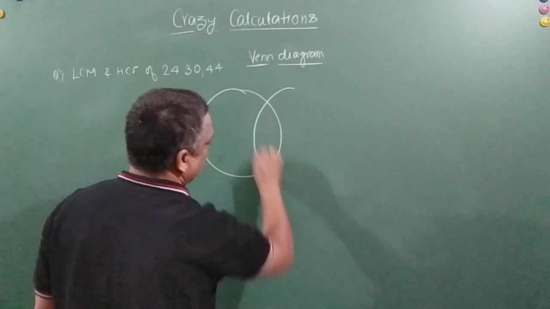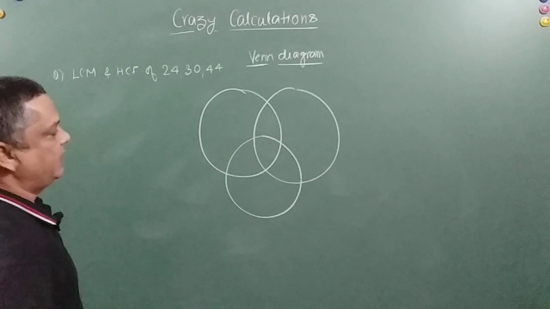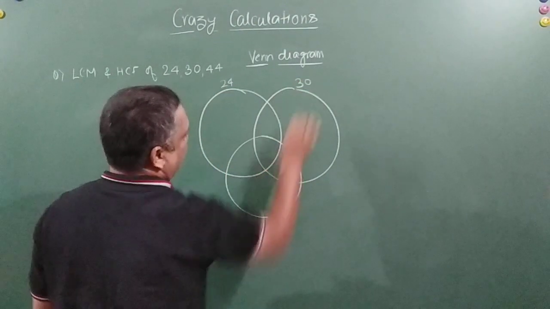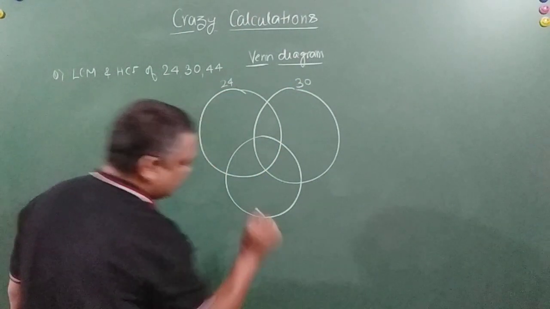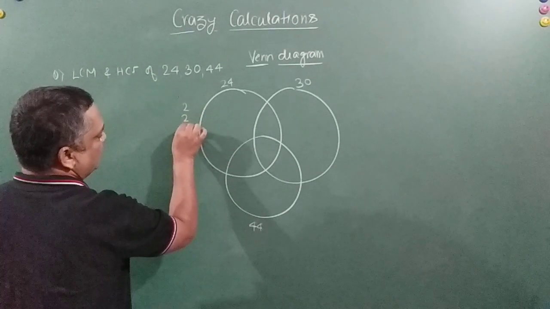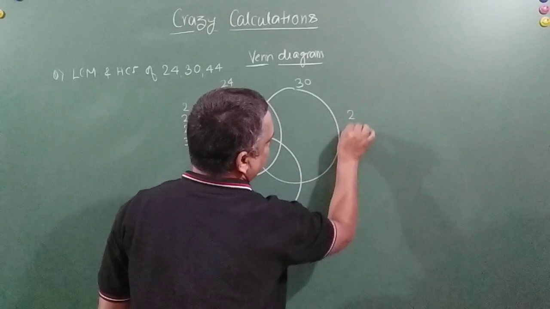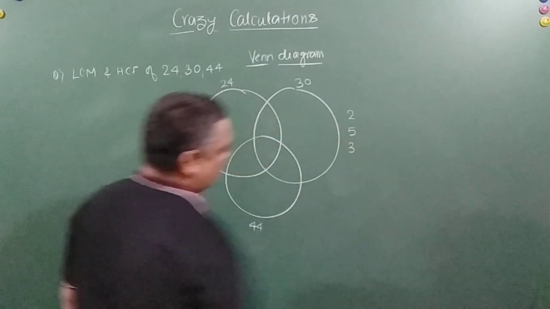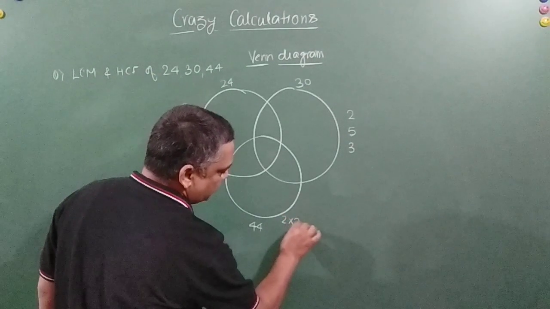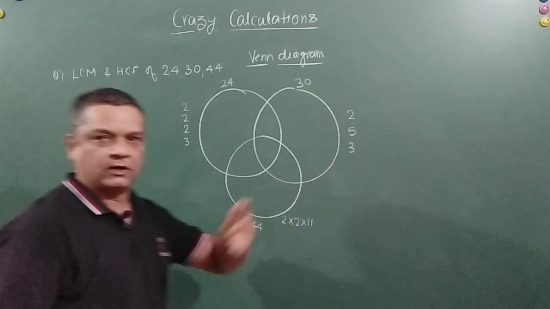Let us call this 24, this 30 and this 44, right? We saw the prime factorization, that is 2 into 2 into 2 into 3, and this we saw as 2 into 5 into 3. Now 44 can be written as 2 into 2 into 11. Every number has become prime now.